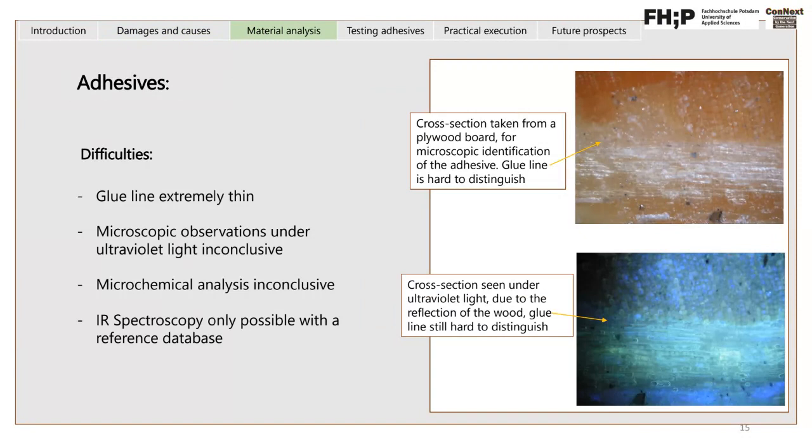To determine the adhesives, we ran into some difficulties. The glue lines of the materials are extremely thin, making it difficult for microscopic observations of the cross sections, and therefore the results were inconclusive. Microchemical analysis was also inconclusive because of the similarities within the chemical composition used to produce the adhesives, and IR spectroscopy is only possible with a reference database, which at the time we did not have any access to.